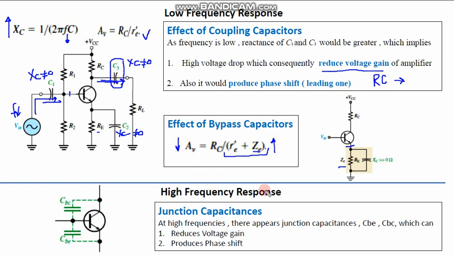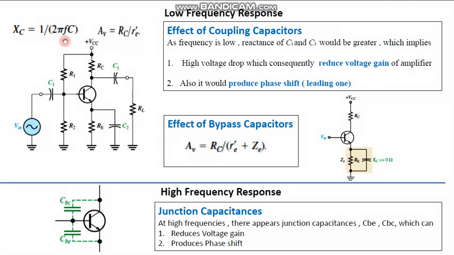Now similarly for the high frequency response, the effect would be at high frequency. If I increase the frequency of this input signal, XC would decrease, but high frequency would result in the formation of junction capacitors between collector and base, and between base and emitter. So again it would reduce the voltage gain, and this would produce a phase shift as in the case over here.